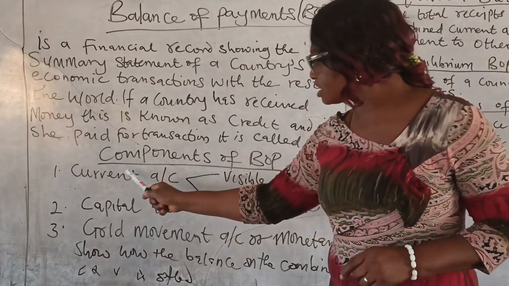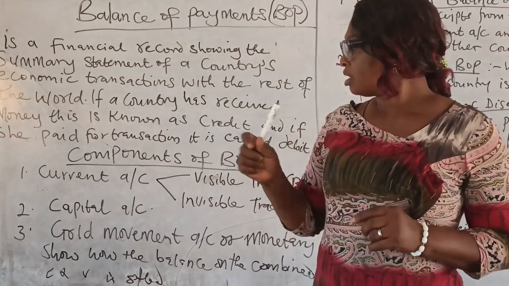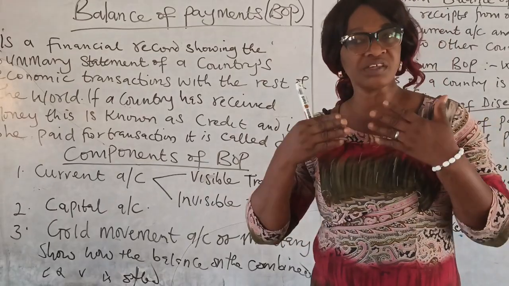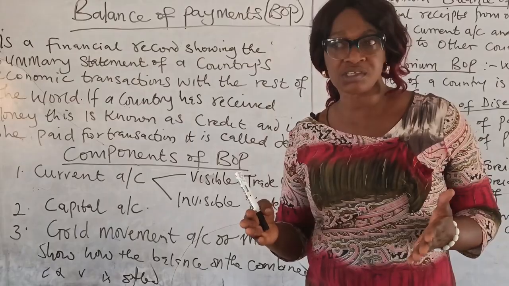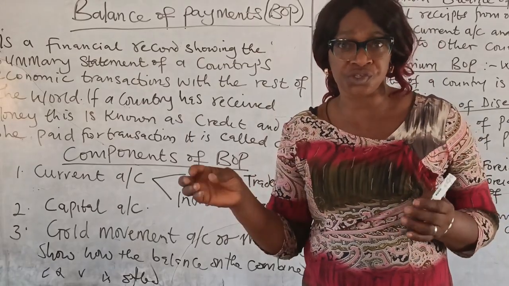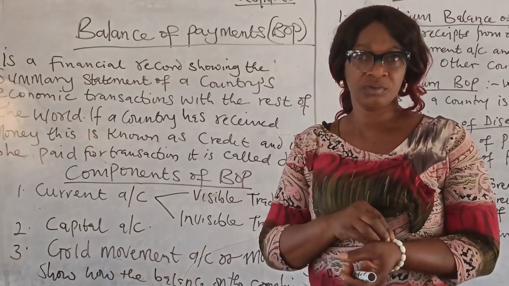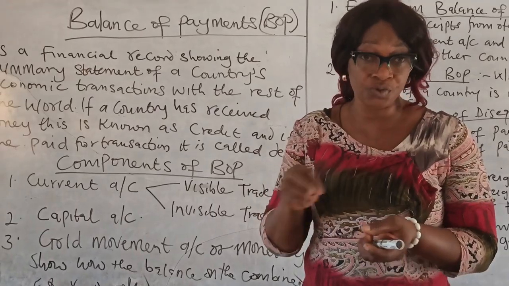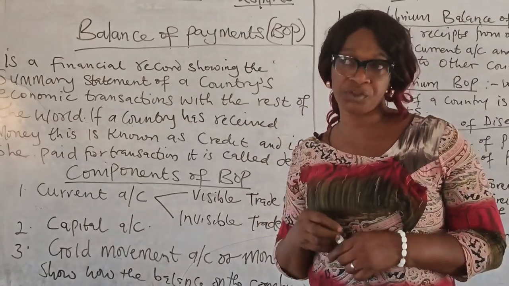So in this current account, they are of two types. Number one is visible trade account. And what is visible trade account? Visible trade accounts are those goods that we can see and we can touch. They are also called merchandise or tangible goods. They are our exports to other countries of the world.